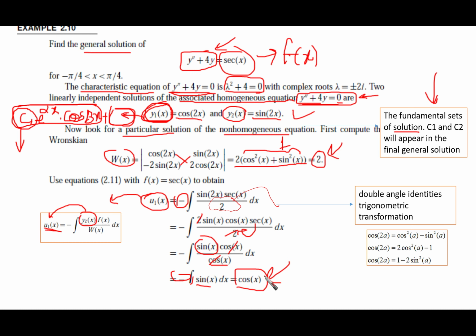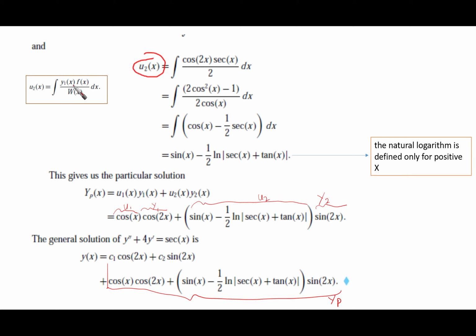So u1 equals cosine x. Now let's go to u2. Remember u2 is related to y1, f of x, and the Wronskian. y1 is cosine 2x, times sine x. Here this cosine 2x is, as I put it before, 2 cosine squared x minus 1. This is what we call the double angle identities, a trigonometric transformation.